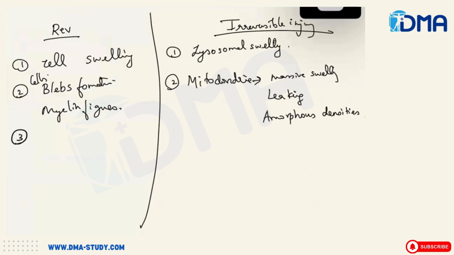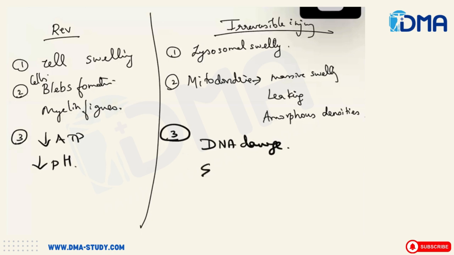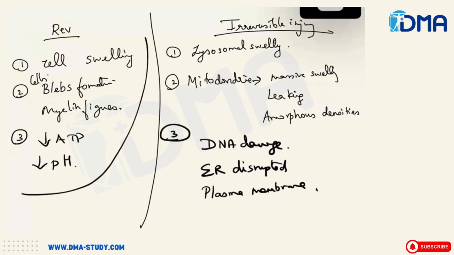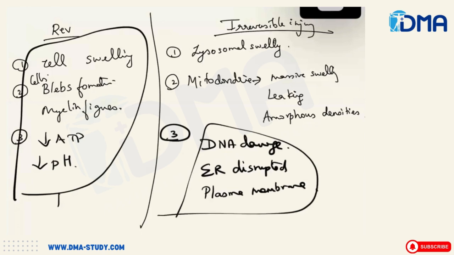Third thing, in a reversible injury, there will be decreased ATP and there will be a decreased pH. Acidic environment will be there for the cell. In case of an irreversible injury, here the problem is all the damage has happened. DNA damage has happened, endoplasmic reticulum has been disrupted, and the plasma membrane has also been disrupted. This is only a minor injury like swelling, so that it is reversible. Whereas these are all big damages, it just cannot be reversed back.